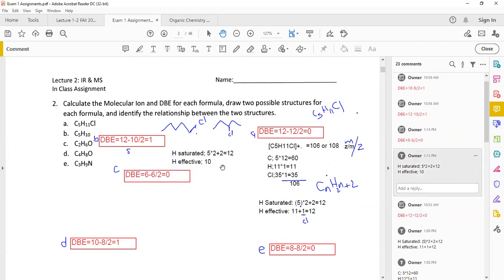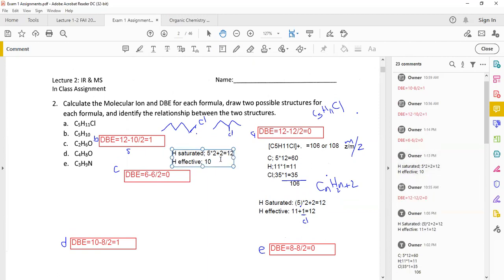Okay, so when I place those values in the equation, I have the saturated, that is 12, minus the effective, which is 10, which when I do the subtraction gives me 2 divided by 2, it will be 1. So that's why I need to have 1 double bond. That double bond, it doesn't matter where I place that. What I need to count is the amount of hydrogens that I have. So I need to come up with something that has 10 hydrogens, okay?